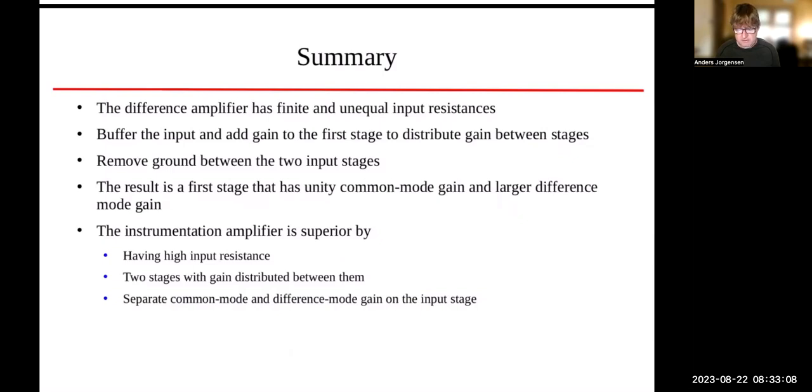So the instrumentation amplifier is a superior amplifier because it has high input resistance, nominally infinite input resistance. And it has 2 stages with gain distributed between them, and we'll see why that is advantageous for frequency dependence and bandwidth. And on the input stage, we have a separate common mode and difference mode gain, which is also advantageous because it allows us to measure voltage differences to basically the rail limits of the op amps that are involved.